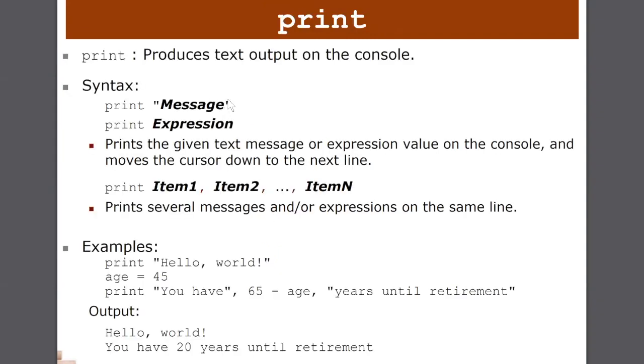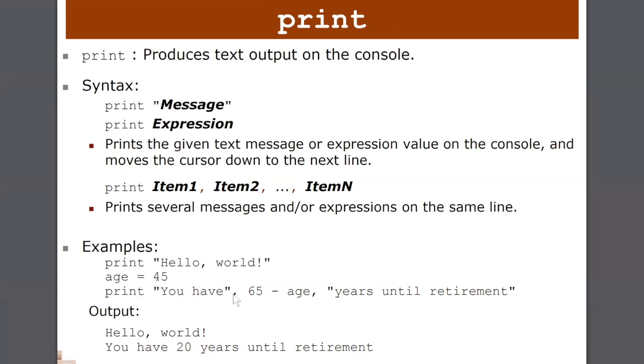So let's get onto our first real method that we've seen. Print. We can give the print method a string and it will print it out to our console. So let's say we say print hello world. And then here we set the variable age to be 45. And then we can also print.